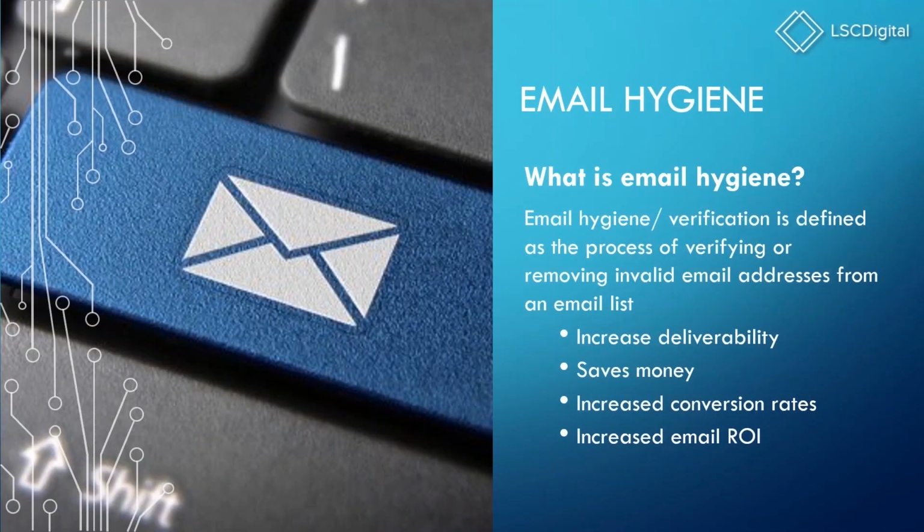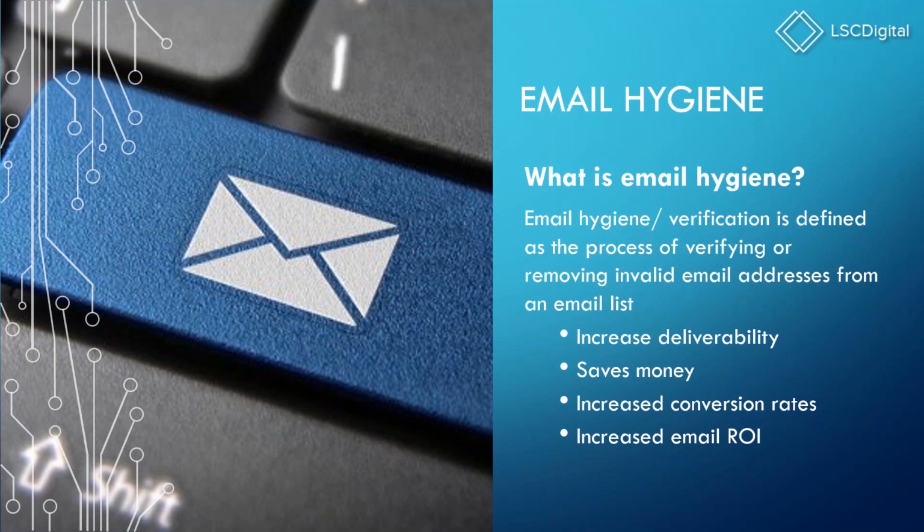Email hygiene. So what exactly is email hygiene? It's defined as the process of verifying or removing invalid email addresses from an email list. There are a number of reasons why you would want to do this. The first, and probably most obvious one, is that it increases your deliverability. So when you run a list through email hygiene, you're going to get a file back that's coded with different deliverability codes. Those would say, yes, this is deliverable, no, it's not, or this is spam, or I'm really not sure. And obviously that's not what your file is going to be coded as, but that's generally what it's going to say.